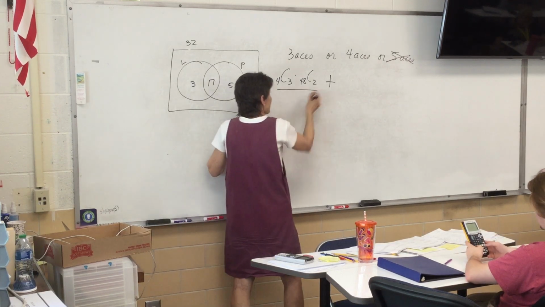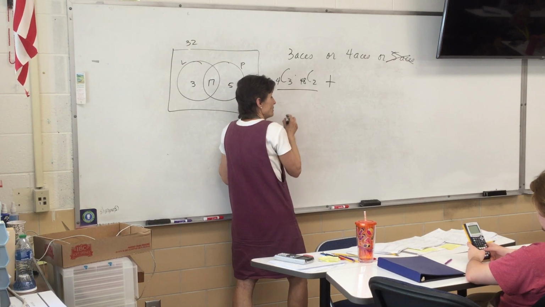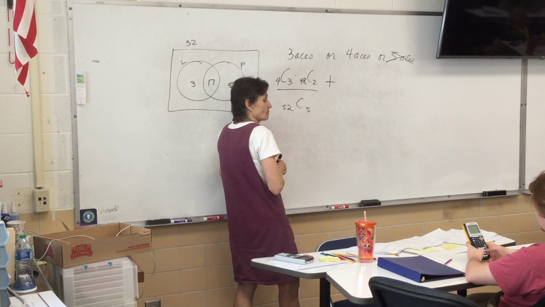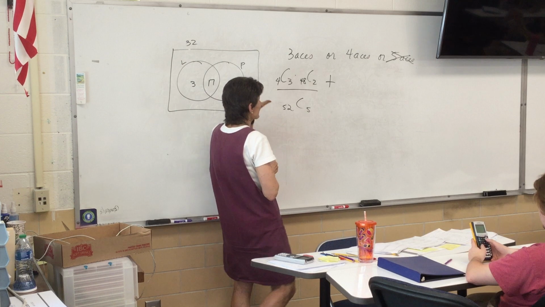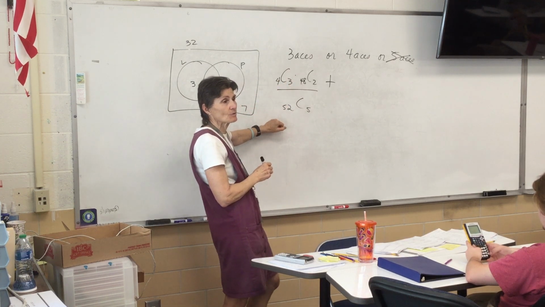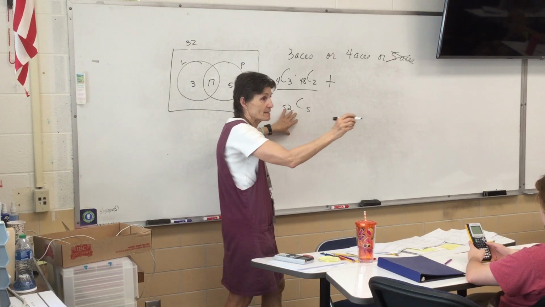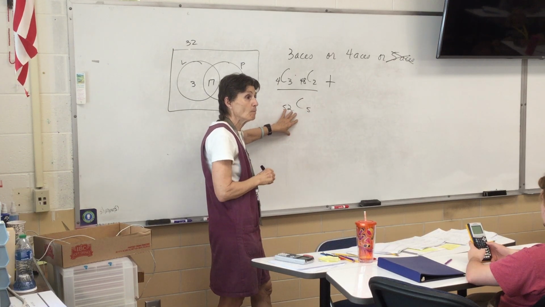And what am I going to divide that by? This is a probability question. 52C5. Now that's 3 aces. That's not the answer to the question. That would be the answer if it said exactly 3 aces. But it said I could get more.